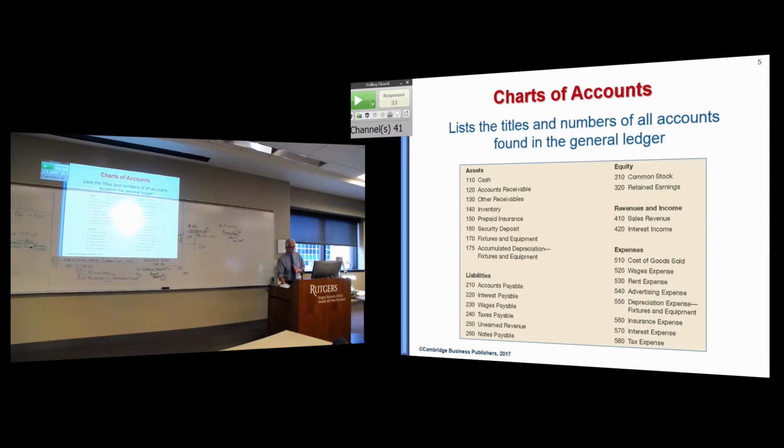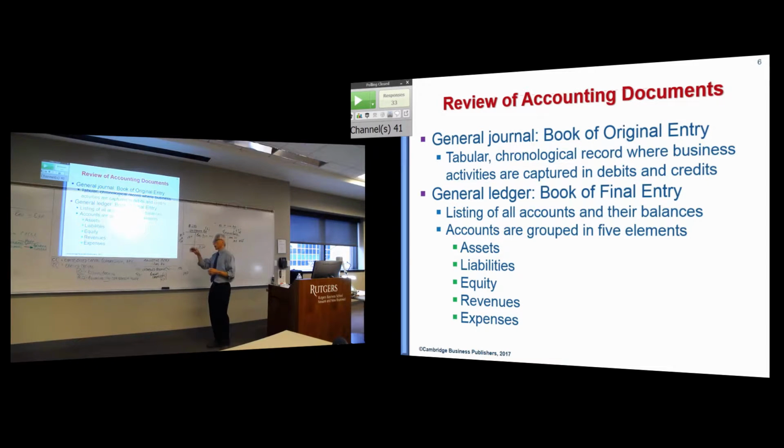Now again, this is not a place to record anything. It lists all the accounts in the ledger. So we know, just reviewing again, that the book of original entry is the journal, and that's where we journalize transactions. And of course, the general ledger is the book of final entry, and that's where we're going to post those accounts into one of these categories. And there are subcategories, as we know, within each.